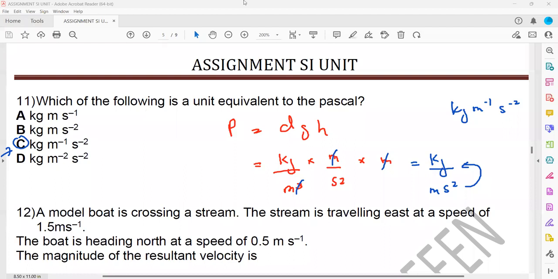What if another student used that pressure is force divided by area? So force is Newton, or it is kilogram meter per second square, and the area is meter square. When we simplify, this meter will go to the numerator, and we'll get the same answer: kilogram m minus 1 and s minus 2.